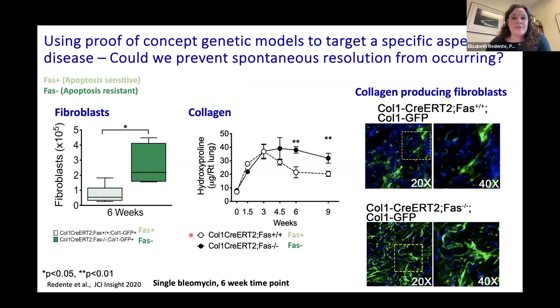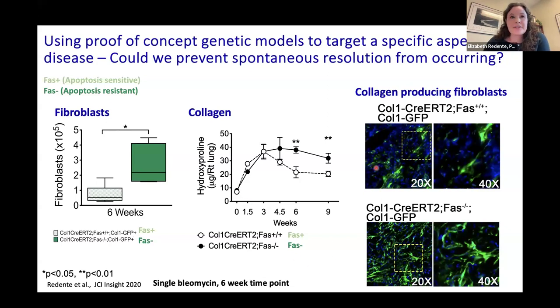In our laboratory, we've used genetics a little bit differently. We've asked proof of concept questions, using genetic models to target a very specific aspect of disease. So we have a genetic model where we can delete FAS, specifically in collagen-producing fibroblasts. This prevents the fibroblasts from undergoing extrinsic apoptosis. So we can keep this population alive, and we wanted to understand if we could prevent spontaneous resolution from occurring.